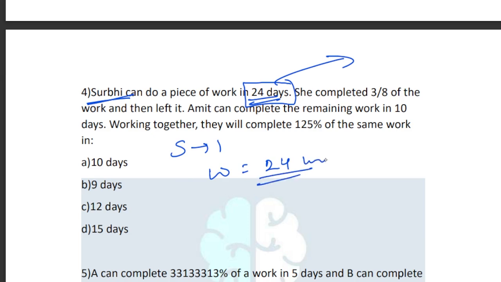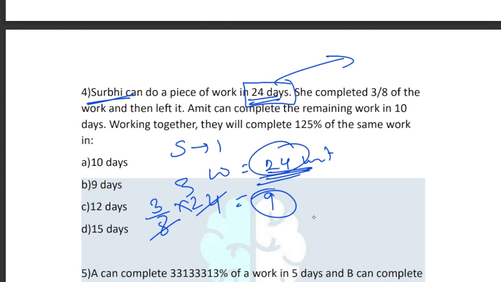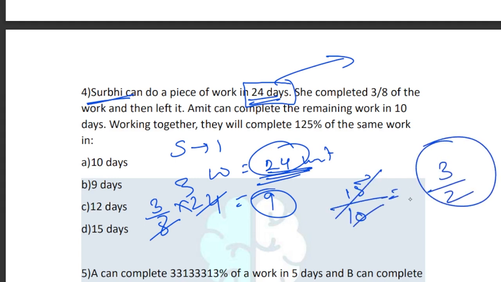24 units. Now she is doing 3/8 of the work. 3/8 means 3 times 3, that means 9 units of work she does, and Amit can complete the remaining work in 10 days. So 24 minus 9, we have 15 units of work remaining, and this work has been done by Amit in 10 days. So we have 3/2 efficiency of Amit.